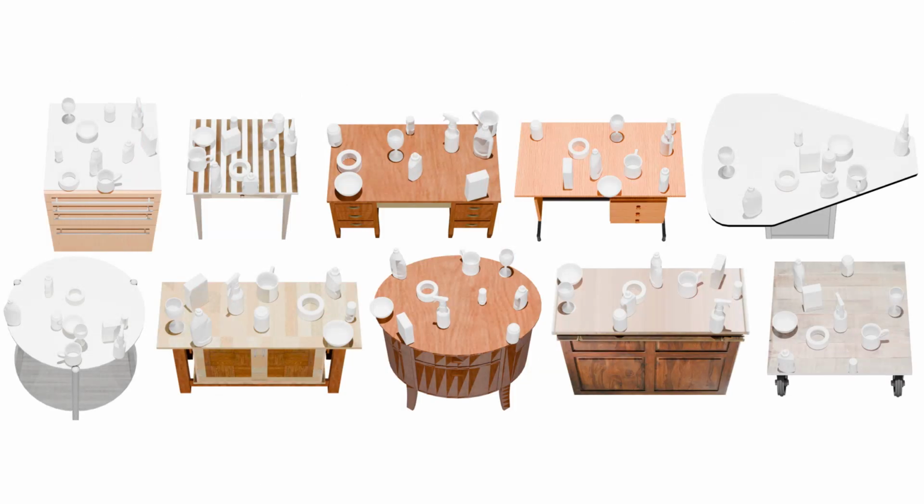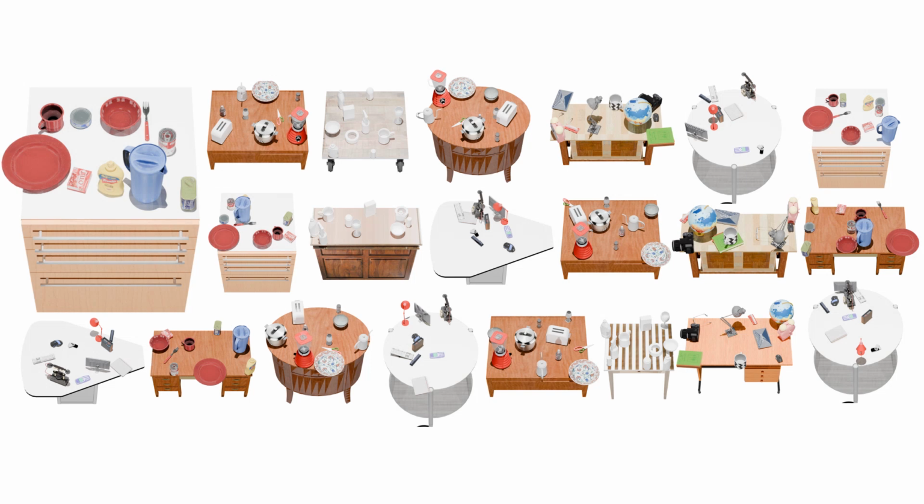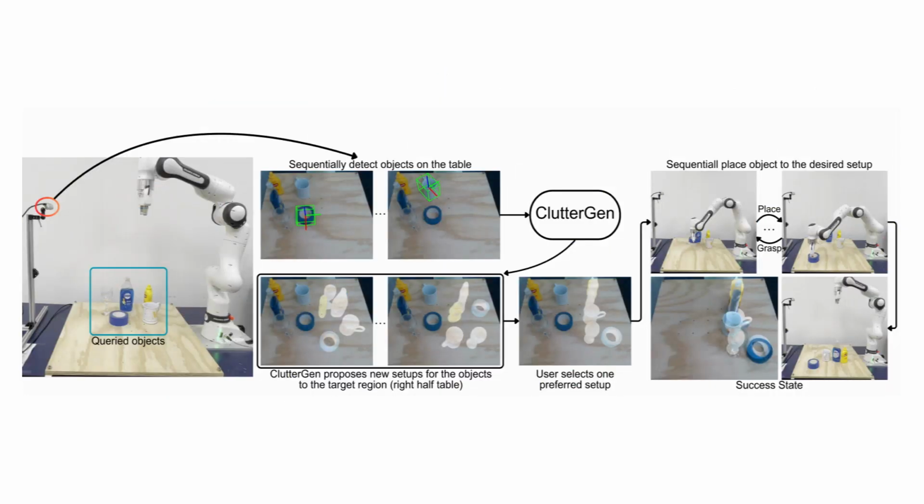We also applied ClutterGen to 10 different tables, generating diverse and interactive setups among all 5 groups. These setups can be used for various robot policy training. To show ClutterGen's real-world applicability, we designed a clutter rearrangement task. The goal of this task is to rearrange the queried objects to user-desired setup.